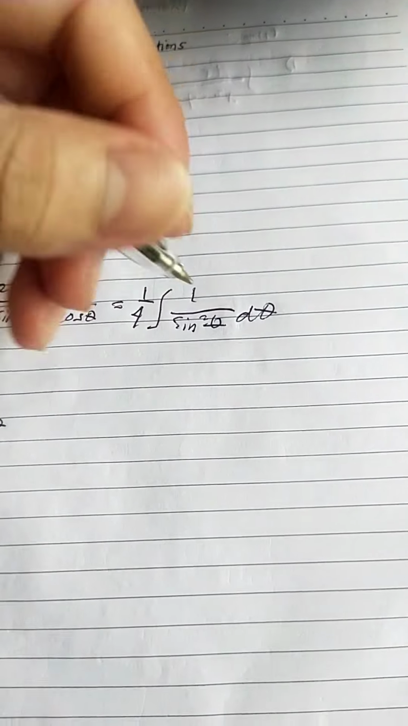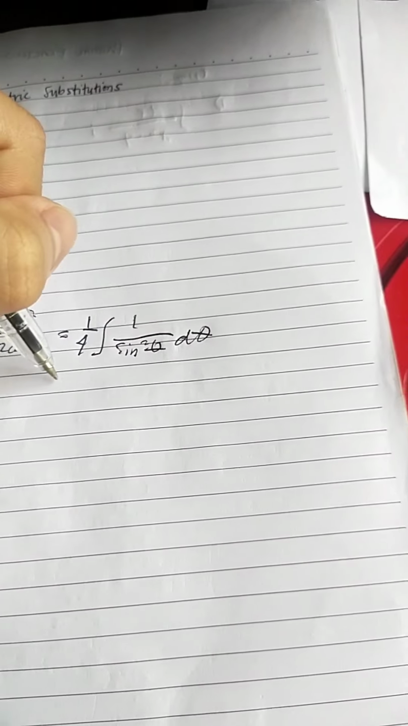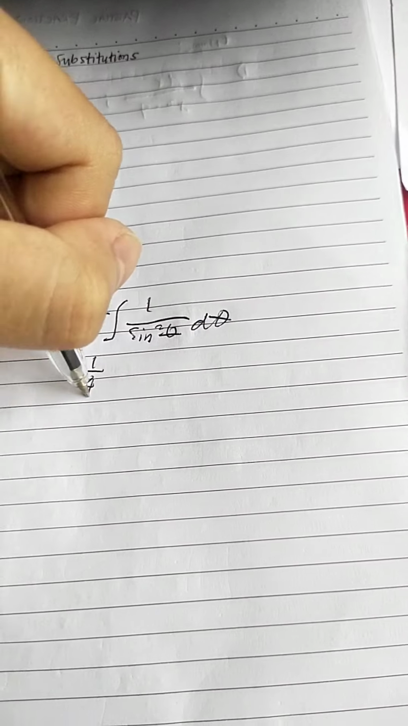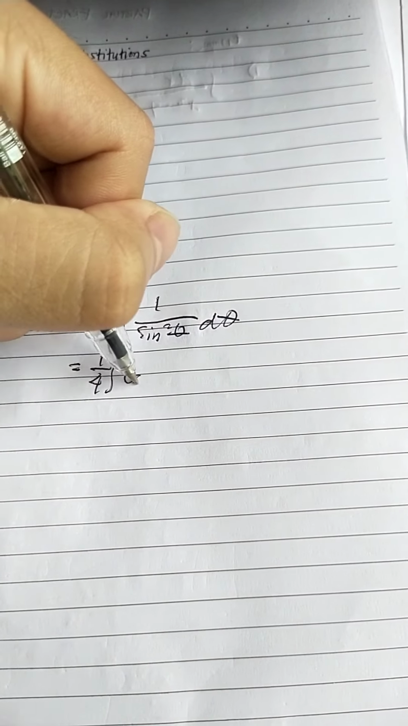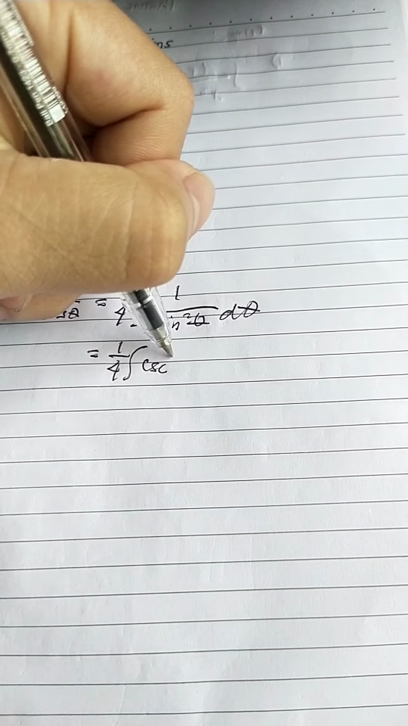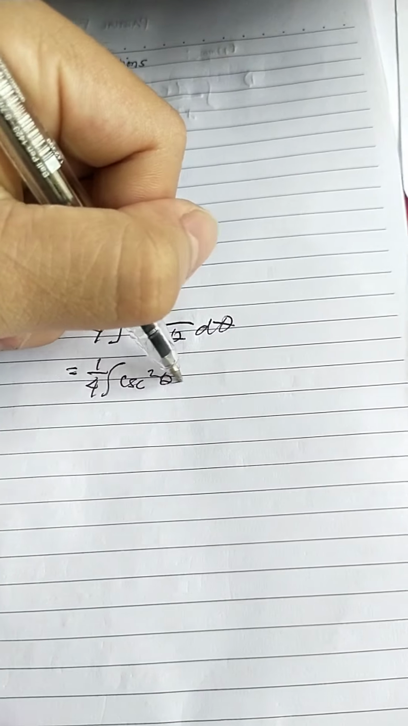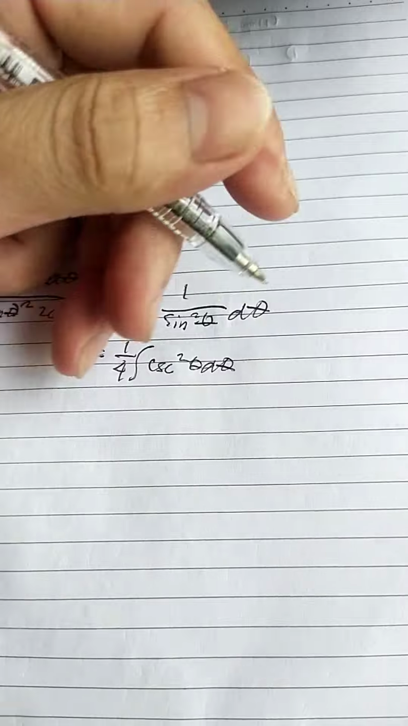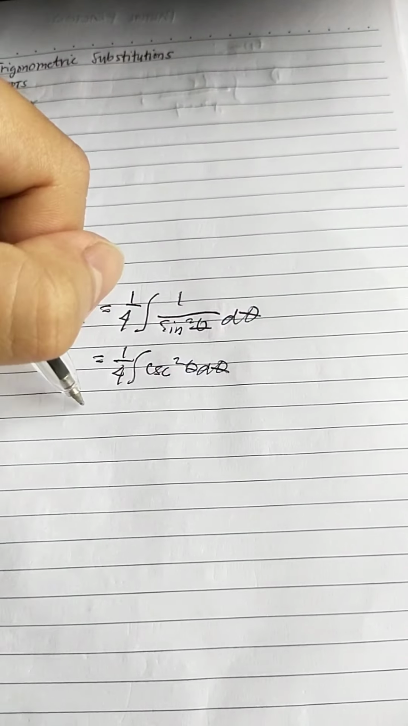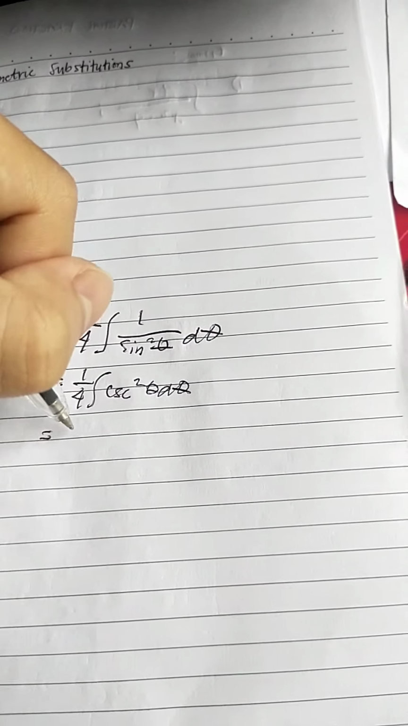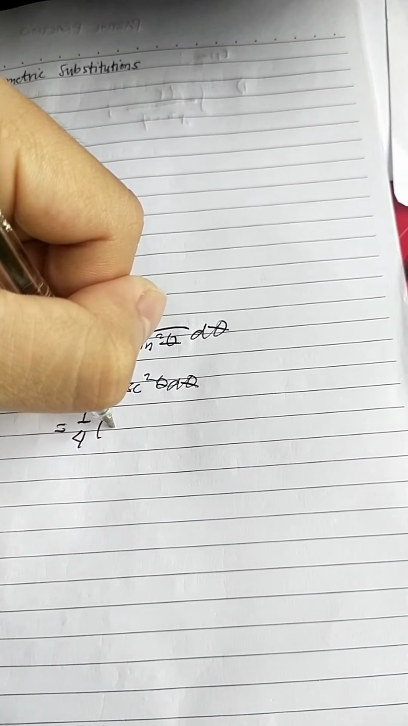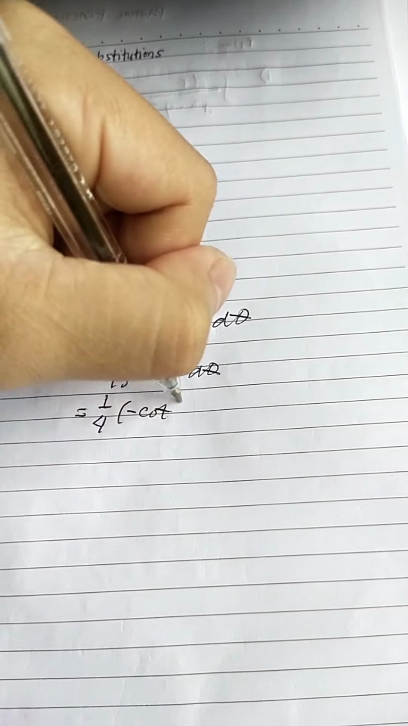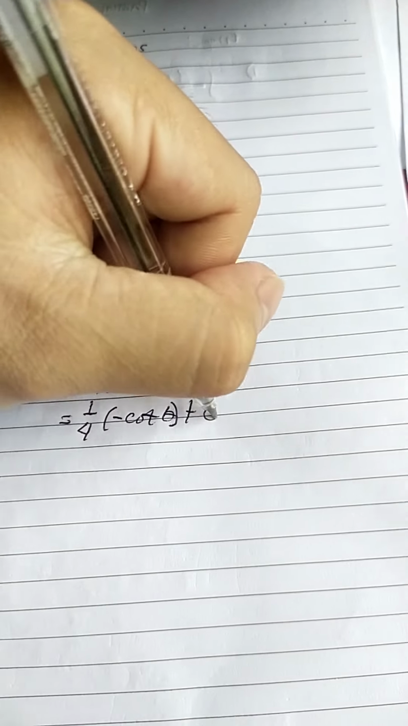So this can be 1 over 4 the integral of cosecant squared theta d theta. So that is equal to 1/4 quantity of negative cotangent theta plus c.